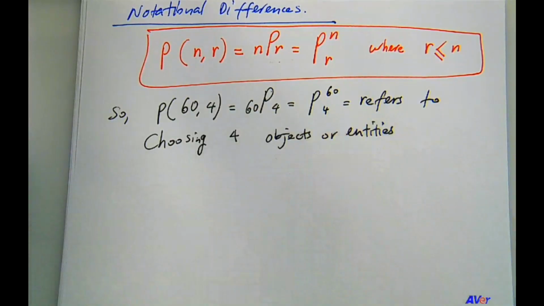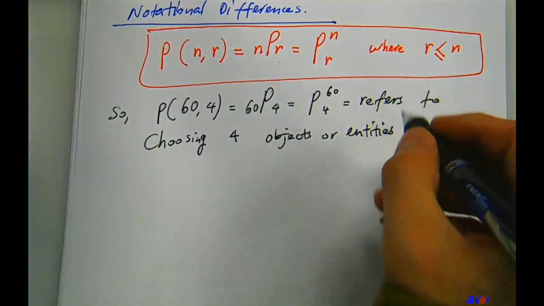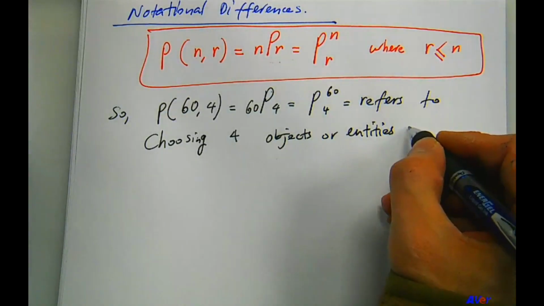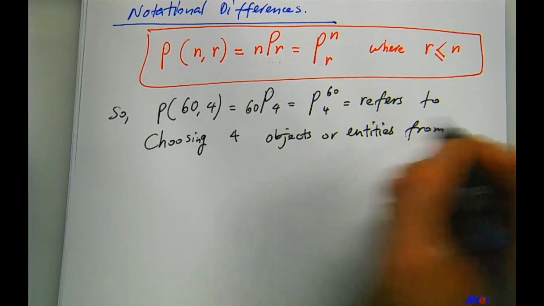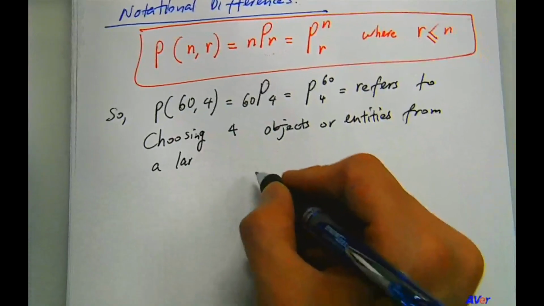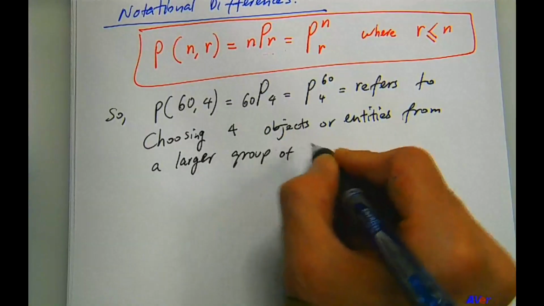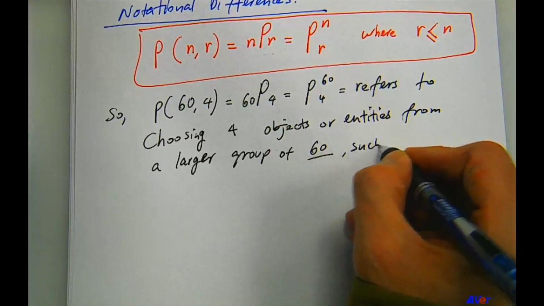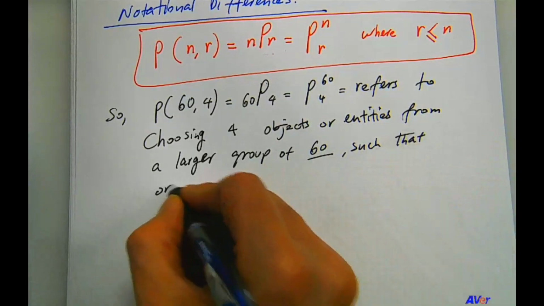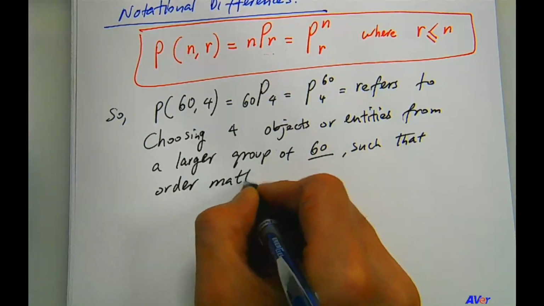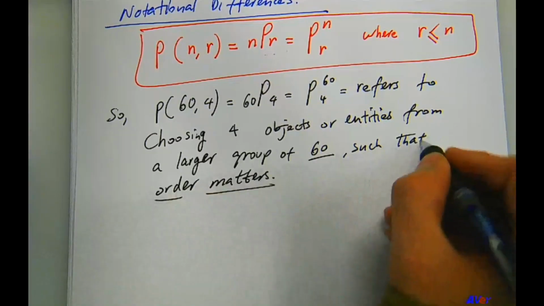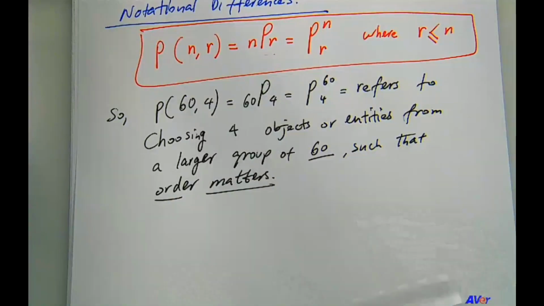It could be people. It could be choosing 4 out of 60 objects or entities from a larger group of 60, such that order matters. Okay, because the notation tells us directly that this is a permutation. If this was a combination where order does not matter, it would be a capital C for that case.